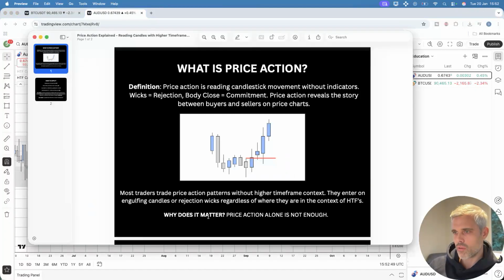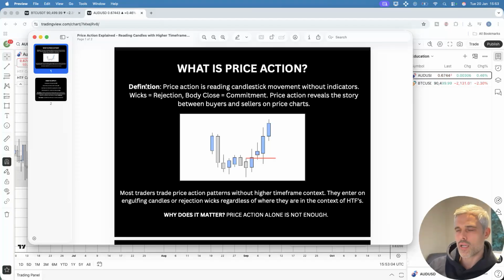So let's just look at a little bit of theory, then we'll check out another example. Price action is just reading candlestick movement without indicators. It's understanding what is happening. Are we bullish or are we bearish? But we're doing it in context of higher time frames.